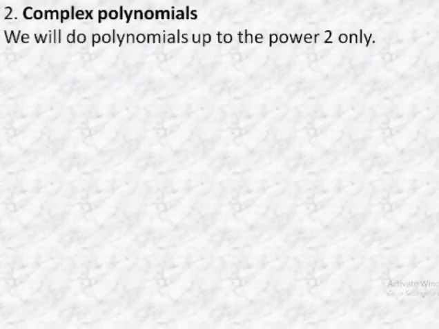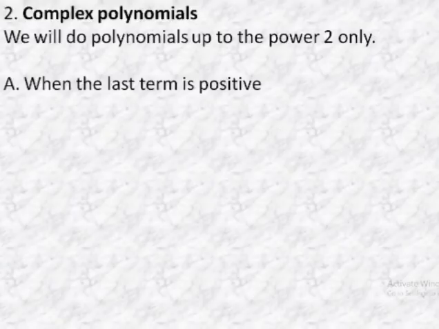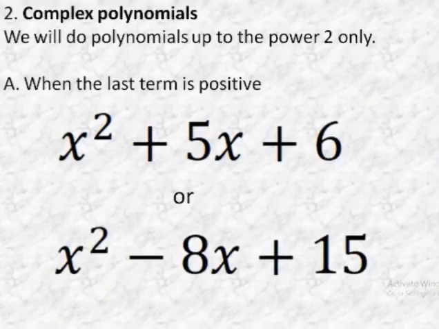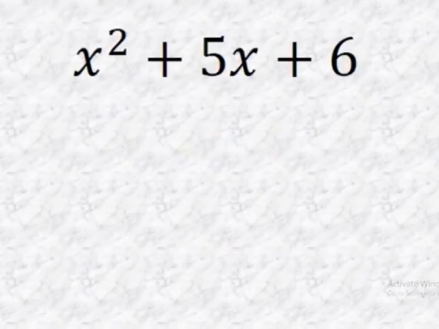Now we'll do polynomials, a little more difficult than the previous one, with the power of 2. Now here also we can divide them into 2 different types of polynomials. The first one, when the last term is positive, like this one, x squared plus 5x plus 6. The last term 6 here is with plus, that's positive. Or x squared minus 8x plus 15. Here also 15 is plus. How to do these type of polynomials? Let's see. X squared plus 5x plus 6.